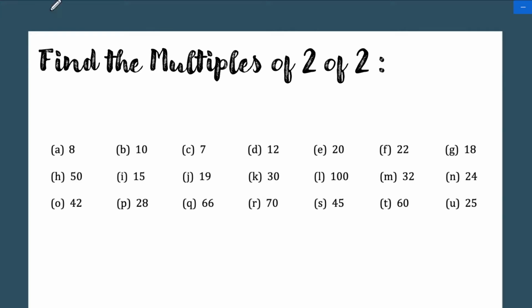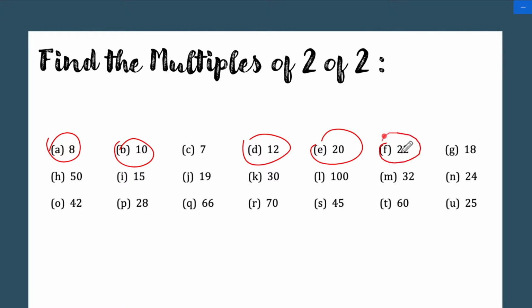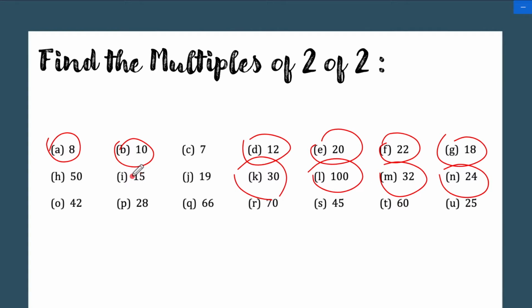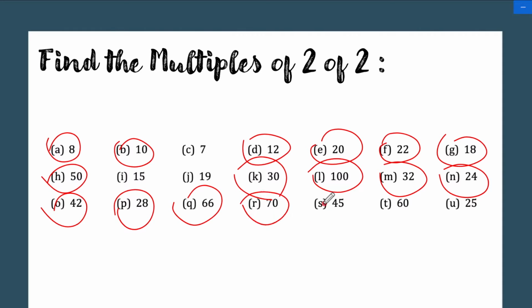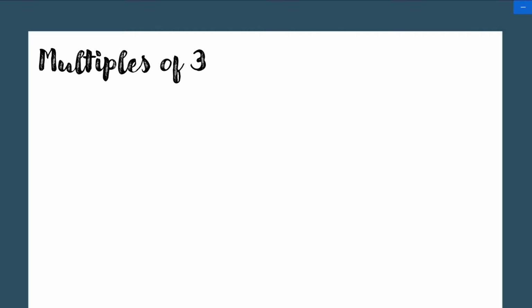Okay, because I don't have answers for these activities, I'm just going to quickly circle them out for you. This one, this one, this one, this one, this one. All of these are multiples of 2. That's it. Okay, I hope you got it right.